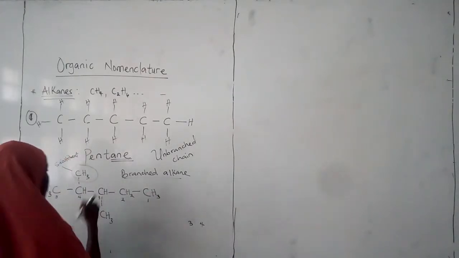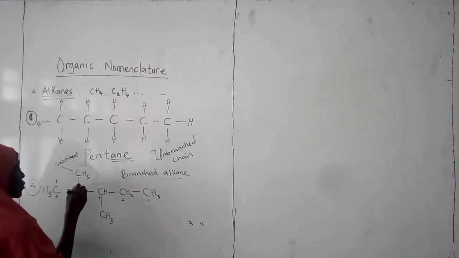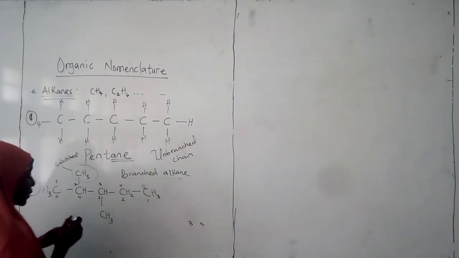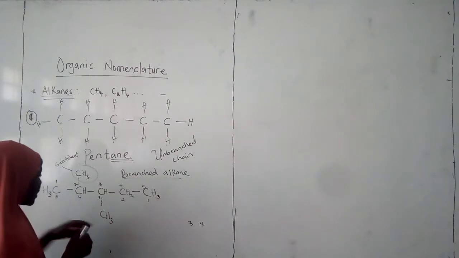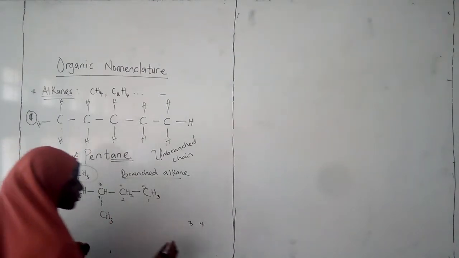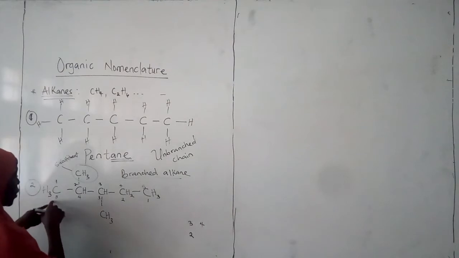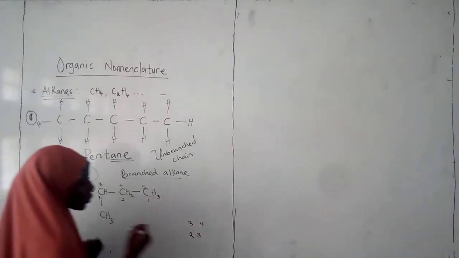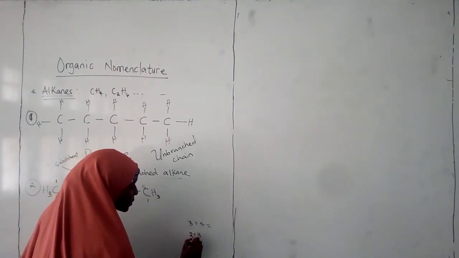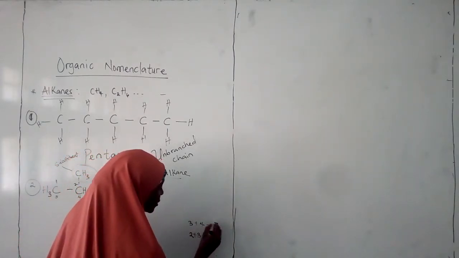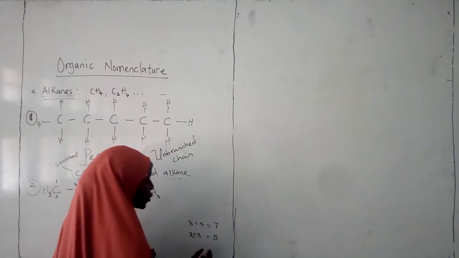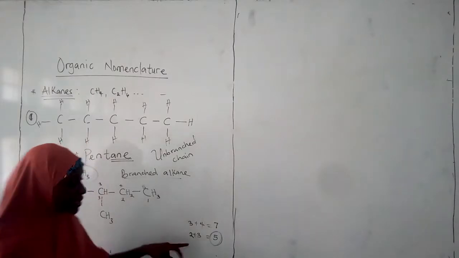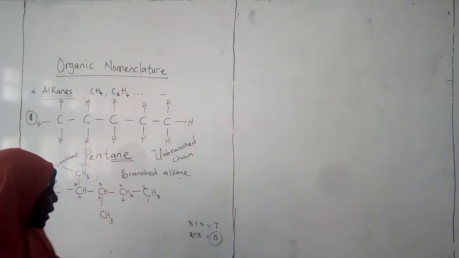If you are counting it this way, this is 1, 2, 3, 4, 5. Here we have a methyl in position 2 and a methyl in position 3. So now when we sum these numbers, 3 plus 4 is 7 and 2 plus 3 is 5. So we are going to take the one with the least number. I'll repeat again.